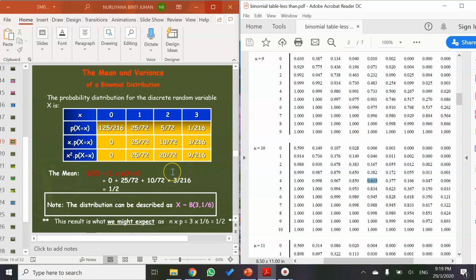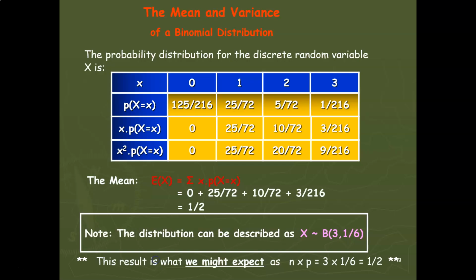Okay, let's move on to the next subtopic. The mean and variance of a binomial distribution. Previously, you have learned what is mean, what is variance. Mean also can be written as E(X) or expectation of X.